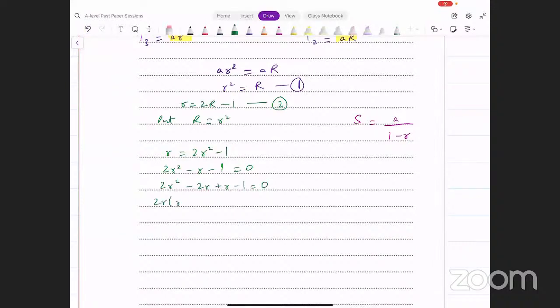2r common ले लिया, r minus 1. यहाँ से 1 common ले लिया, r minus 1 equals 0. We get two factors, 2r plus 1 and r minus 1. r equals minus 1 over 2 or r equals 1. ये दो values हमारे पास r की आ रही है यहाँ पे. ठीक है? But now let's think about this.